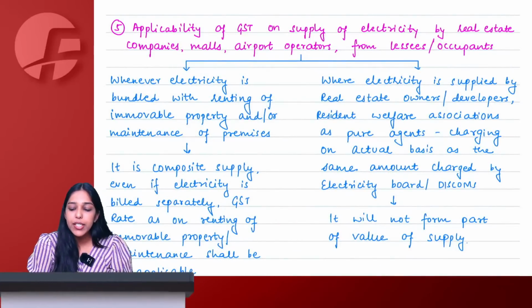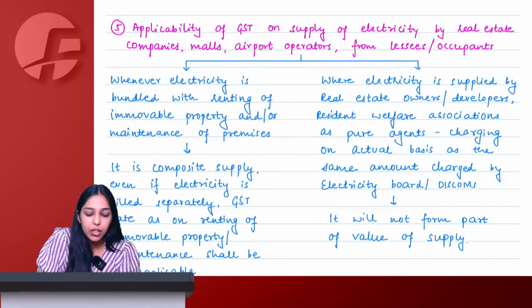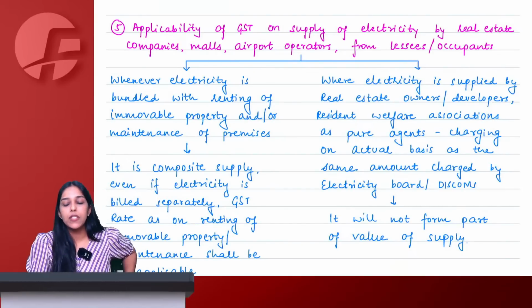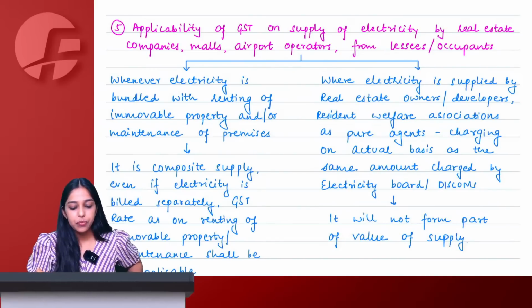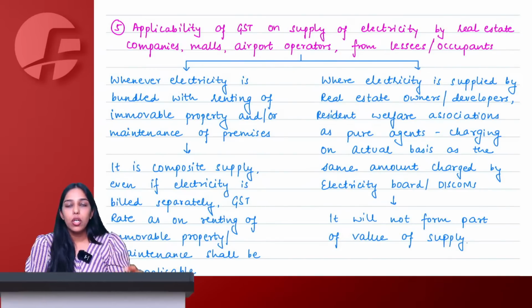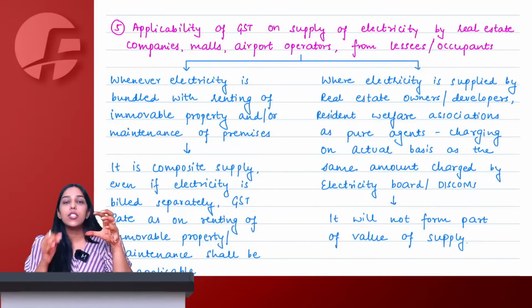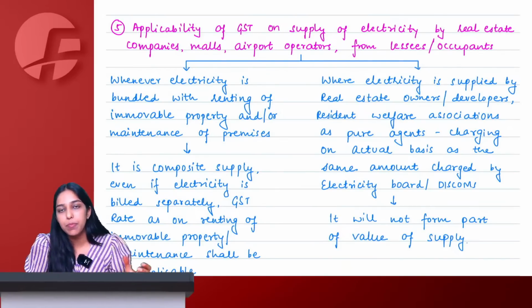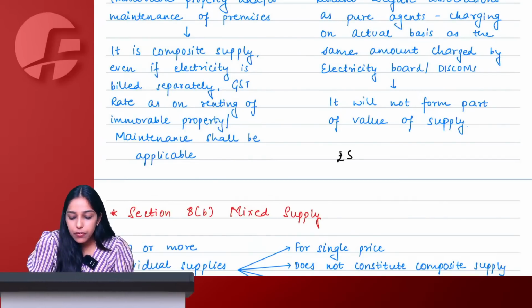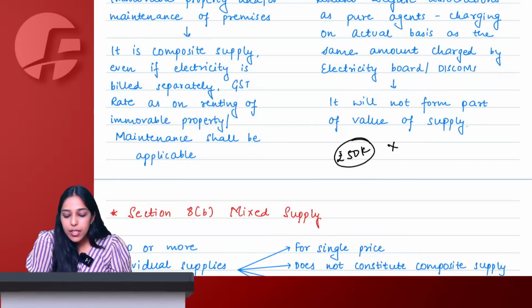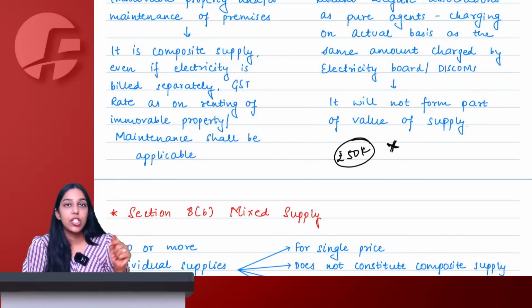Then applicability of GST on supply of electricity by real estate companies, malls, airport operators from lessees or occupants. What to do in this case? Now here we are saying, see, if the mall owner, the airport owner or the place owner gives small shops on rent to various people for a fixed rent, and also there is a fixed amount for electricity. So we have decided that every month you will give us 50,000 for electricity. This is not the actual bill that you are actually getting.